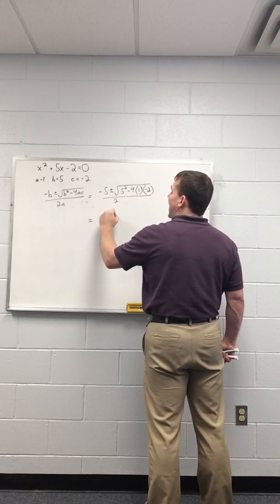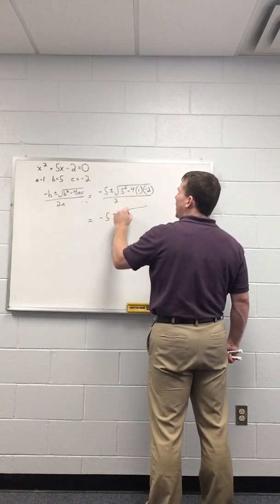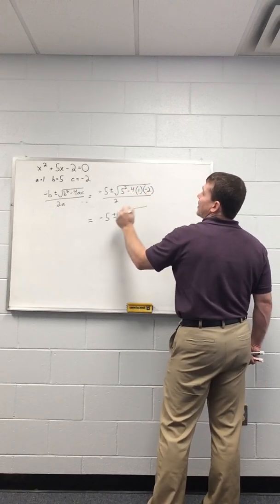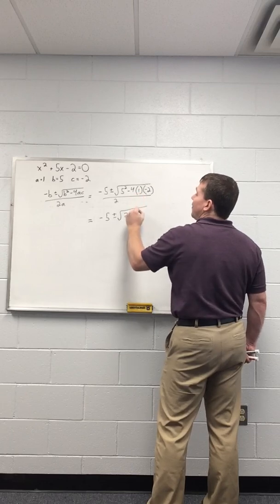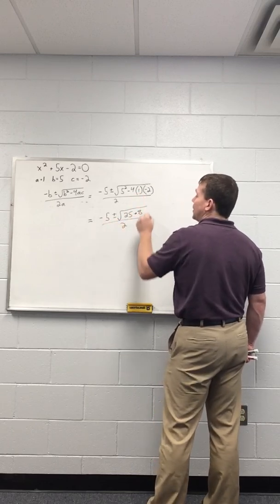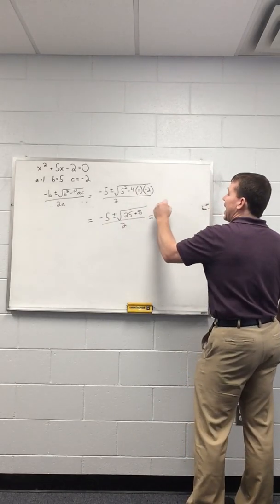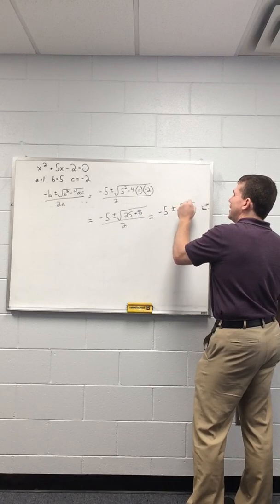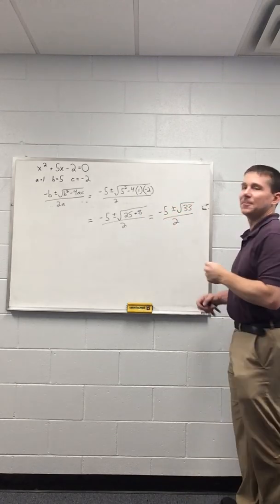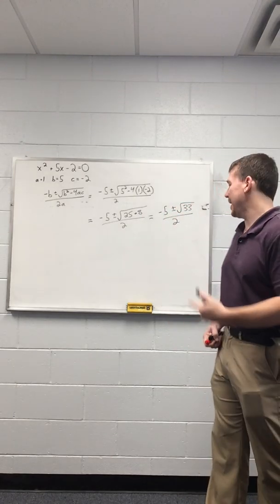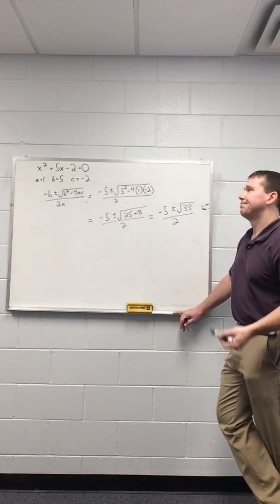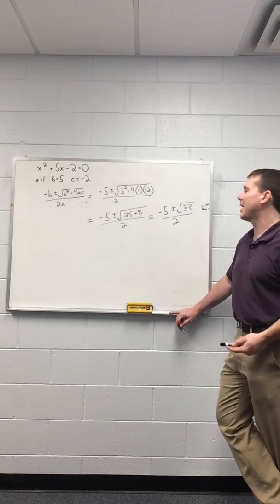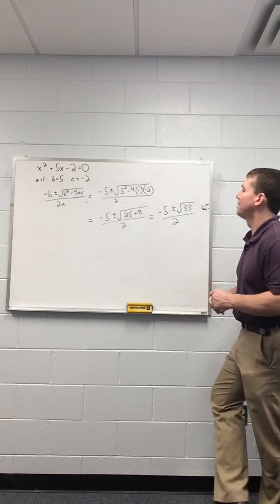That gives me negative 5 plus or minus the square root of 5 squared is 25. Negative 4 times 1 times negative 2. The two negatives cancel, so that's positive. 4 times 2 is 8, all over 2. Then I get negative 5 plus or minus the square root of 25 and 8, which is 33, all over 2. In this case, if I want to simplify that radical, the only two things that multiply to 33 are 11 and 3, and I don't know the square root of either of those, so just leave it like that.